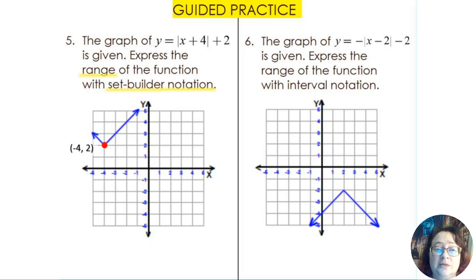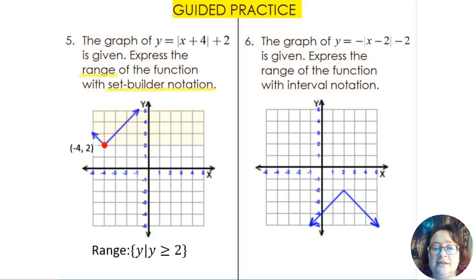So I know that my y value is going to be either greater than or less than or equal to +2. From the vertex, we go up, which means y gets bigger. So I can write out y is greater than or equal to +2 as my range.